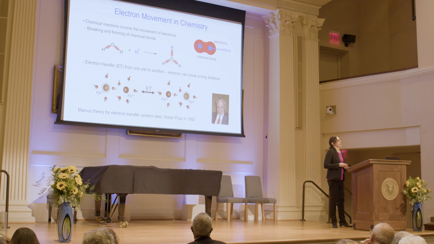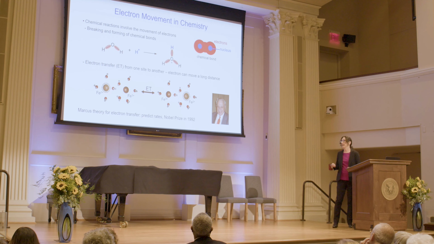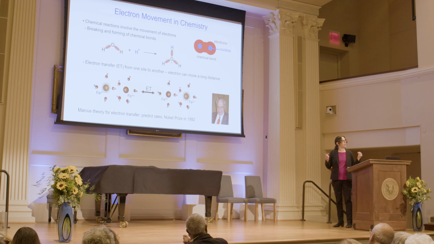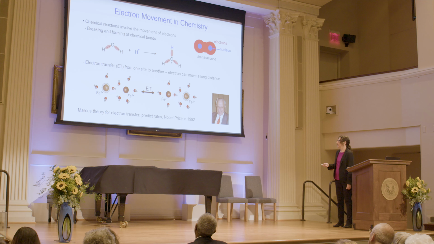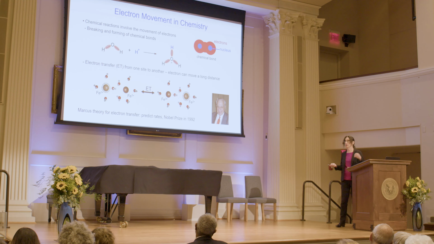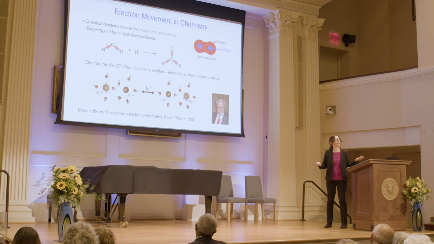But there's another kind of reaction involving electrons, and that is electron transfer, or ET, from one site to another. So here you see two iron atoms in water, and the irons are shown by these brown spheres here. And here on the left, you have an extra electron, this mesh around that iron, and then that electron can transfer to this other iron, the one on the right, and so now that electron is localized on the right side. So that's an electron transfer reaction from one site to another. And it turns out electrons can move over very long distances because they're so light.